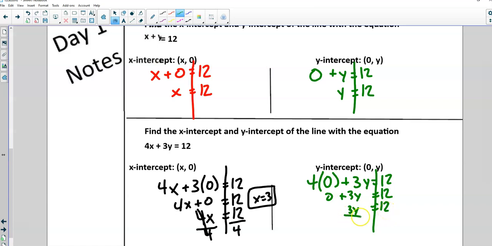And like the last problem, our last step is to divide. So let's divide both sides by 3. 12 divided by 3 is 4.